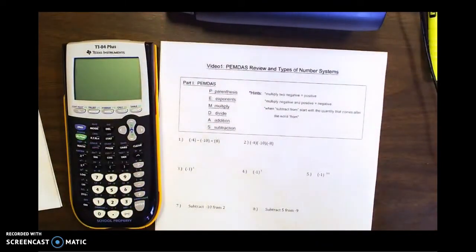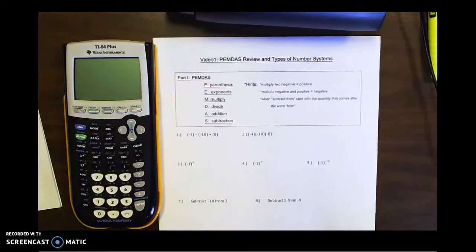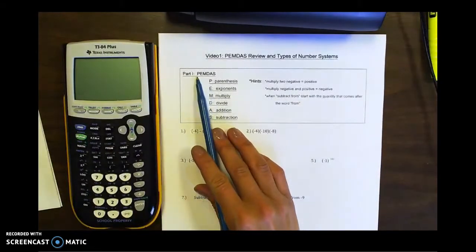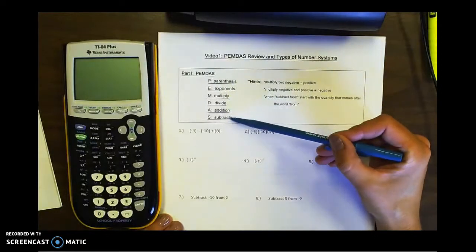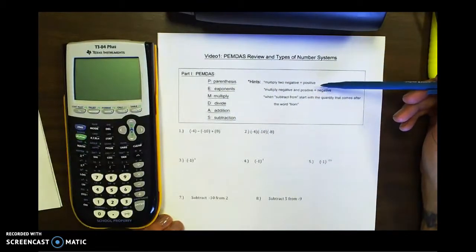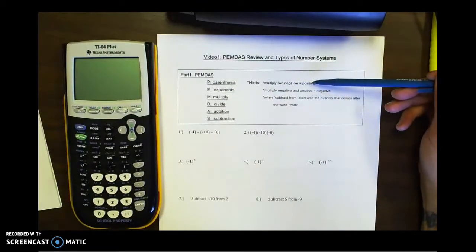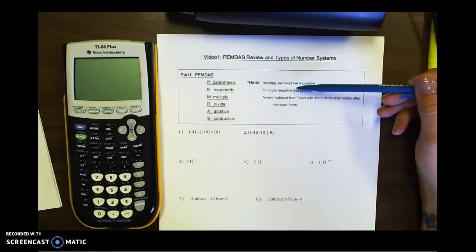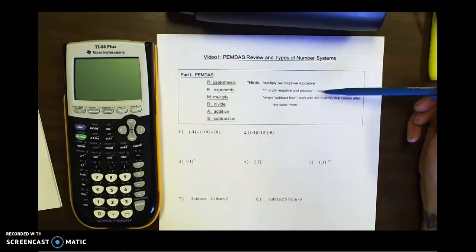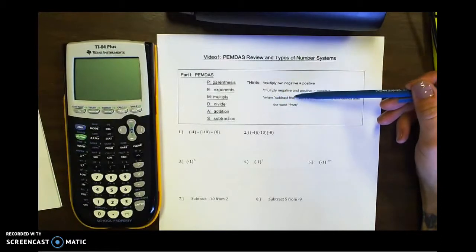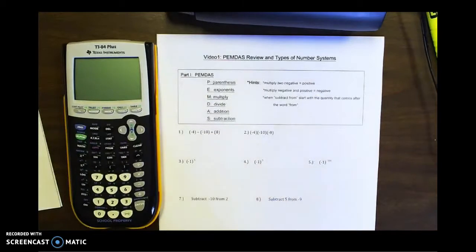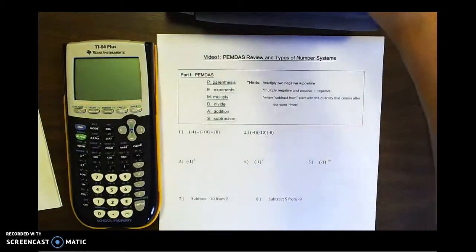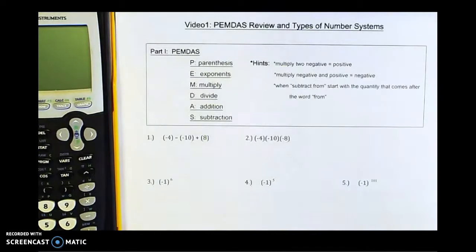All right, so orders of operation. Many of us remember that by using the key phrase PEMDAS: parentheses, exponents, multiply, divide, add, and subtract. But also with PEMDAS, we have to remember a few helpful hints. When you multiply two negatives, you get a positive. When you multiply a negative and a positive, you get a negative. And when you hear the words subtract from, you're going to start with the quantity that comes after the word from. All right, so let's jump right into it and try a couple of these problems out.